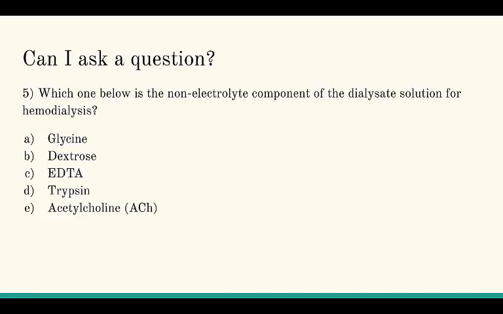A, glycine, B, dextrose, C, EDTA, D, trypsin, E, acetylcholine. So glycine is an amino acid. B, dextrose is our answer. EDTA is something completely irrelevant. D, trypsin is an enzyme that digests the outer layers of cells that attach to surfaces. And E is a neurotransmitter, which has nothing to do with this topic.